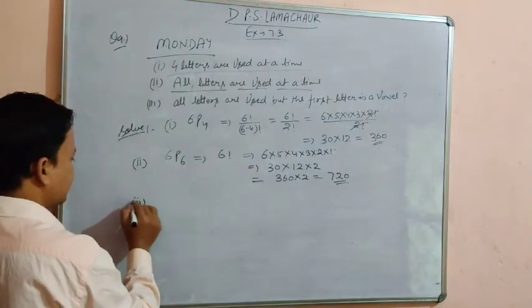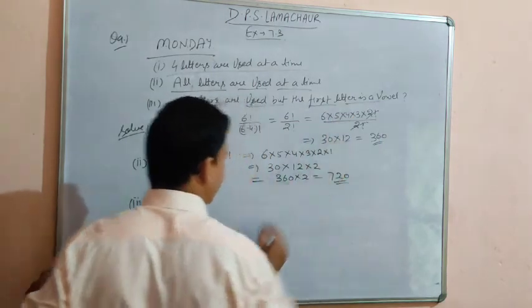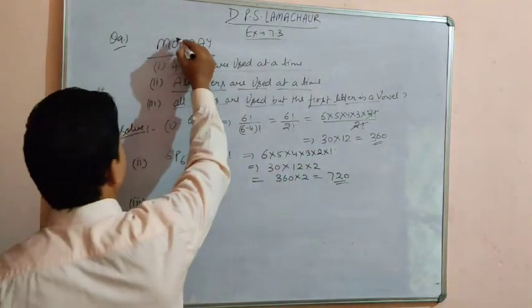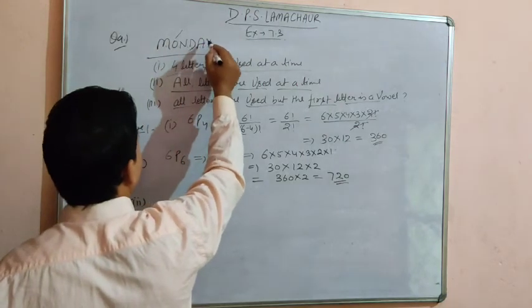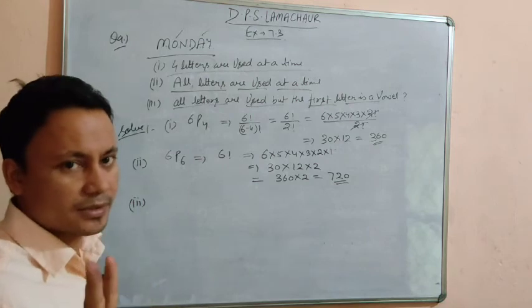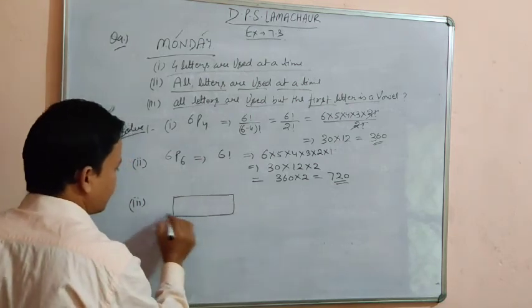Third case, all letters are used but the first letter is a vowel. First letter is a vowel. So how many vowels are there? O and A. Only 2 vowels are there, na? Only 2 vowels. We can use the filling the box method.